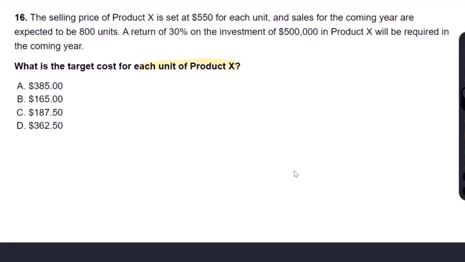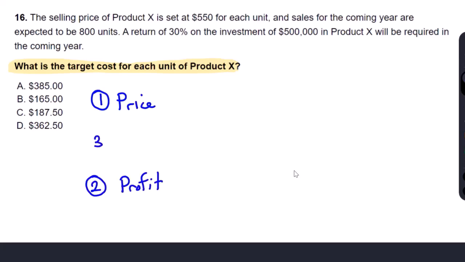Step 1. Always read the requirement, and we see once again that we need to calculate a product level target cost. So I'm going to use the same template or pro forma. Step 1, let's get a price. Step 2, let's get a profit. And step 3, we can get a target cost, TC there, as an abbreviation. Now that we know what we're looking for, let's read the story together.